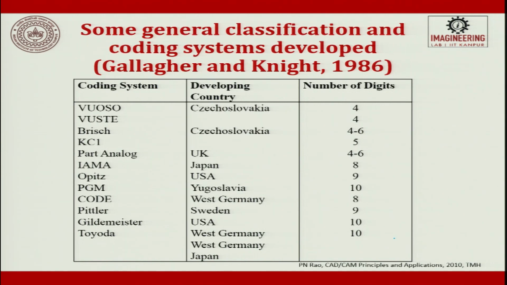So, generally there are several coding systems which are available. Here are some of the coding systems which are very well talked about, and the most commonly recommended or most exhaustively used in factories is Opitz code, which was developed by US people, and it has 9 digits. We also have so many other codes. For example, JIAM, Japanese, they have 8 code systems developed, and Gildemeister is developed by again US. Toyota in West Germany, they have also developed some codes.